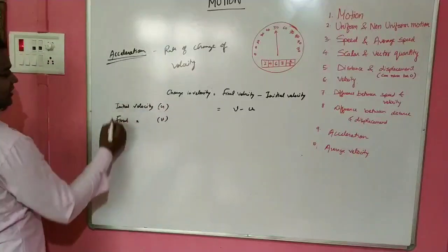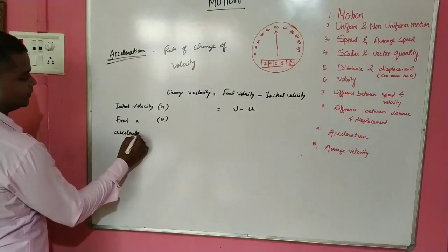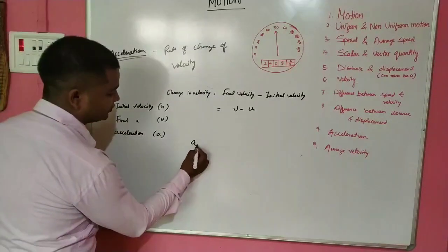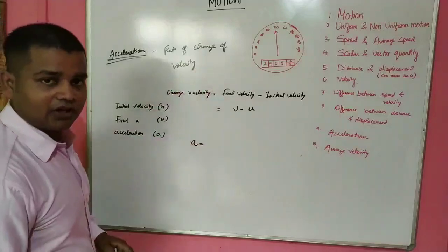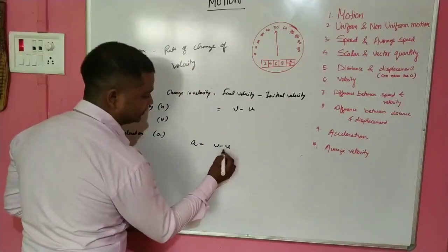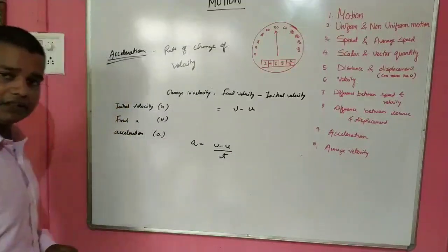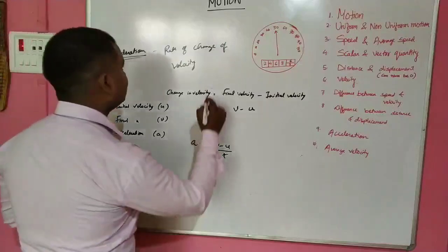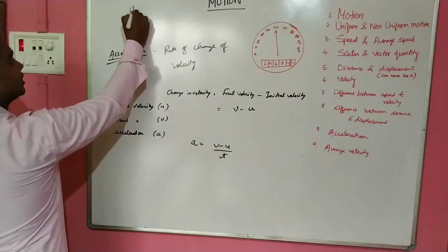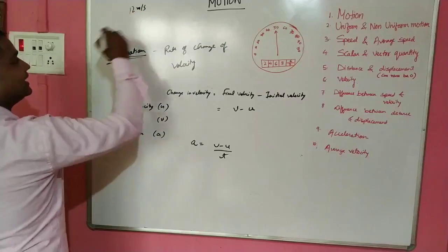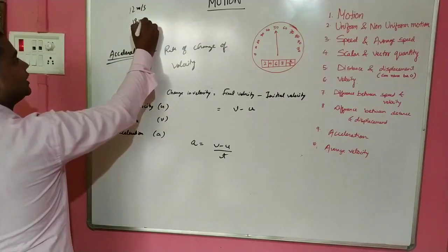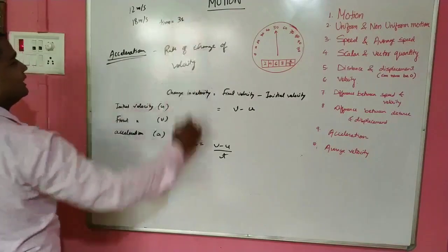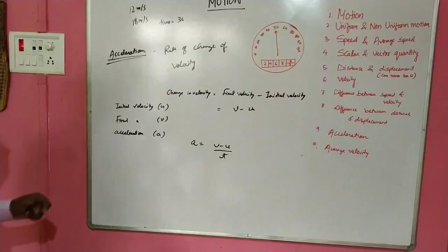So in motion, we represent acceleration by small a. So what is acceleration? Rate of change of velocity. So that is v minus u by t. Is that clear? v minus u by t. So let's take a question. The initial velocity of the car was 12 meter per second, right? Its final velocity will become 18 meter per second in time 3 seconds. So what is acceleration in this case?